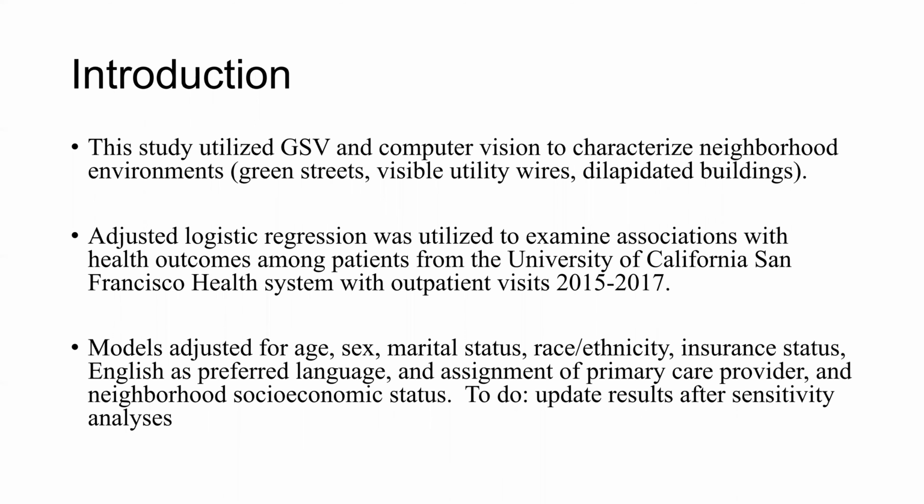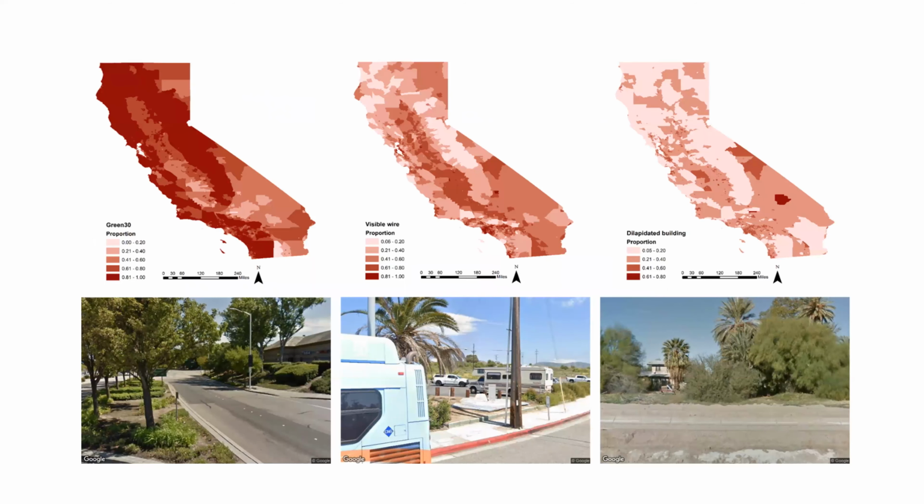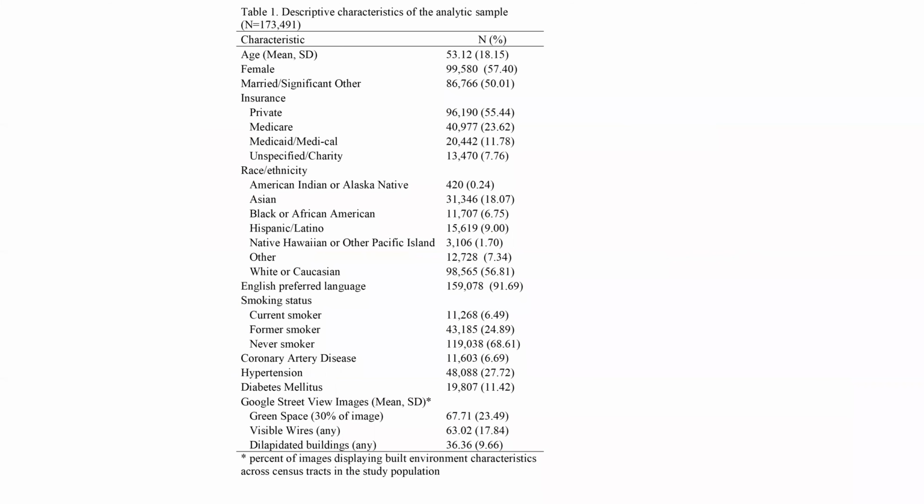So I'm going to quickly go through UCSF. That's Utah, but people always ask, do you see associations outside of Utah? So we are looking at health outcomes from the University of California, San Francisco for 2015-2017. This is a map of some of the features, and these below are some example images from the area. This is a table 1 characteristic. Here we're working with about 173,000 patients from UCSF.